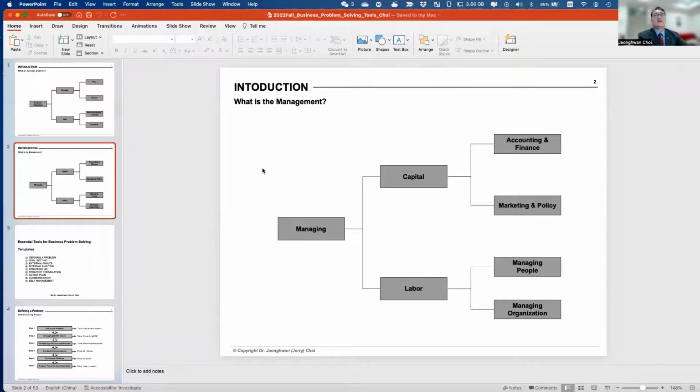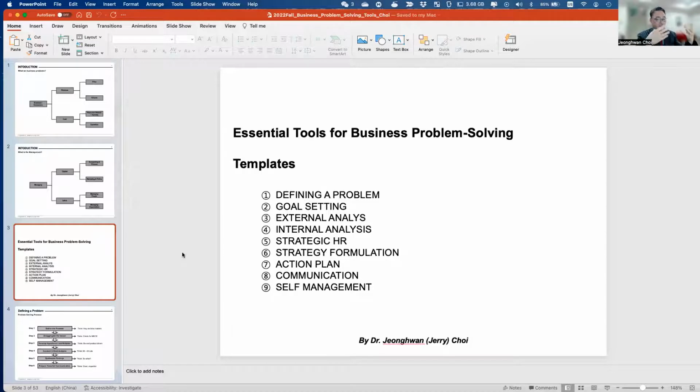Okay. So that is the basic understandings about the business problem solving. And I will introduce these things, okay? Essential tools for the business problem solving. So this is the processes of how we can solve a problem, okay? Defining a problem, goal setting, external analysis, internal analysis, strategy formulation, action plan, communication, self-management tools. These are my introducing tools, business problem solving tools. That's it.